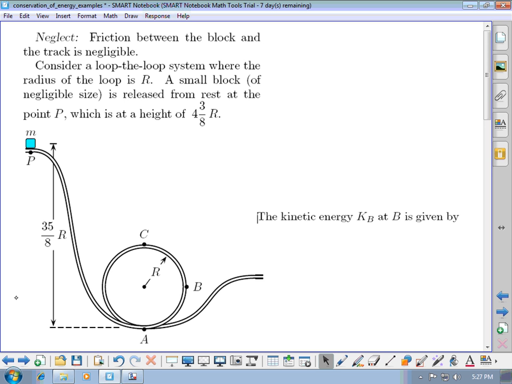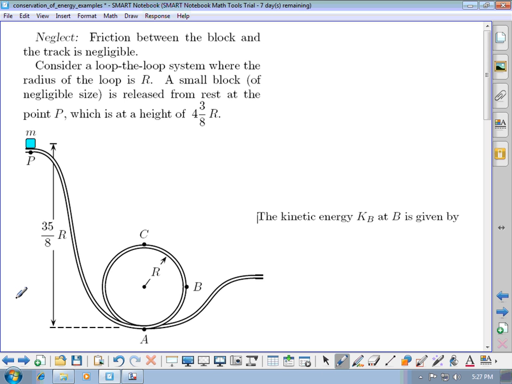So in this problem, we have a loop-the-loop system where the radius of the loop is capital R. A small block of negligible size. That means that we don't have to worry about the fact that the drawing is a square block. It's going to make all of these turns okay. It's not going to tumble over. So a small block of mass m is released from rest at point P, which is at a height of 35/8 R.